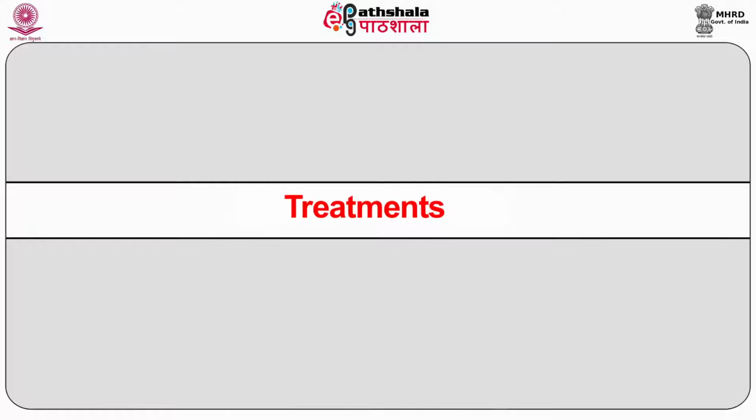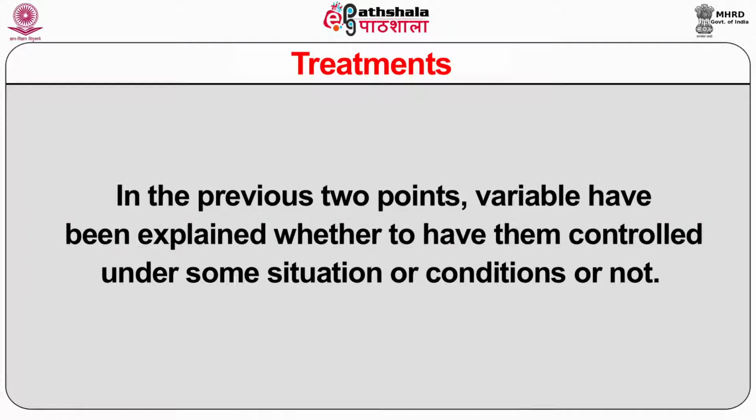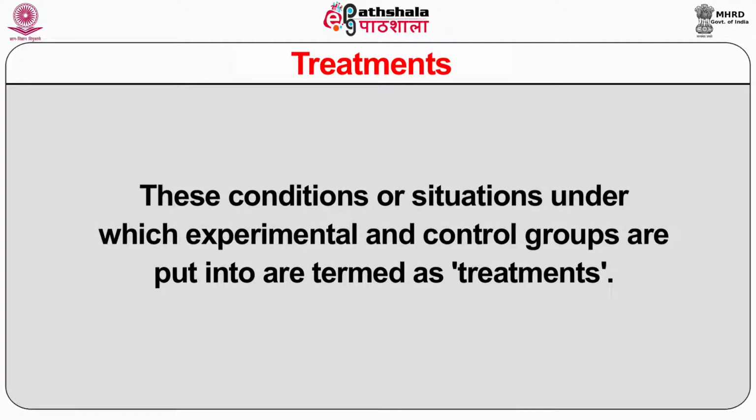The next concept is the treatments. In the previous two points, variables have been explained, whether to have them controlled under some situation or conditions or not. These conditions or situations under which experimental and control groups are put are termed as treatments. In other words, the manipulations made to independent variables and putting them into different situations is referred to as treatment. For instance, if a researcher wants to compare the effectiveness of 3 different medicines for a specific ailment, in that case the 3 medicines will be treated as 3 treatments.